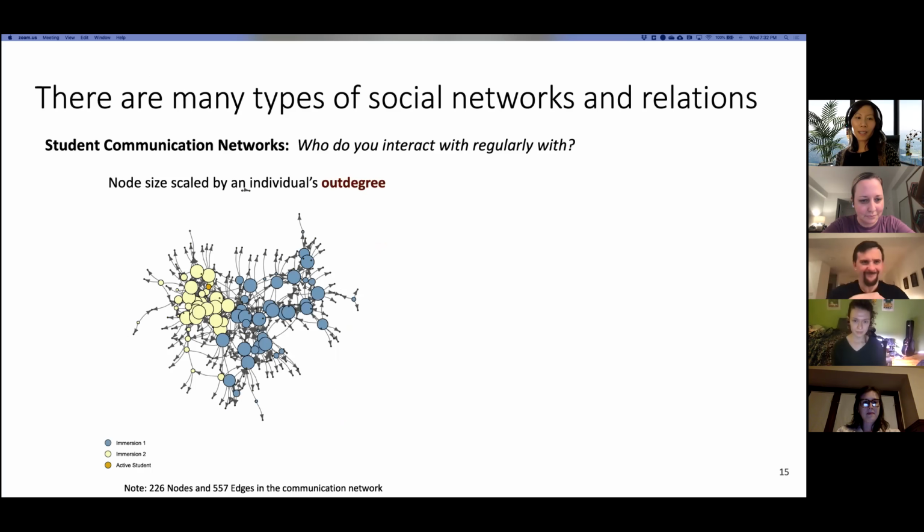And so this here is just to really show that we were talking a lot about friendships, but there are tons and tons of different types of networks. This is just an example of communication networks, which is really, really common. A lot of times we think about who you interact with regularly. And so the ties here are determined by the number of people that you talk to regularly. But these ties can be made up of many different types of relationships.